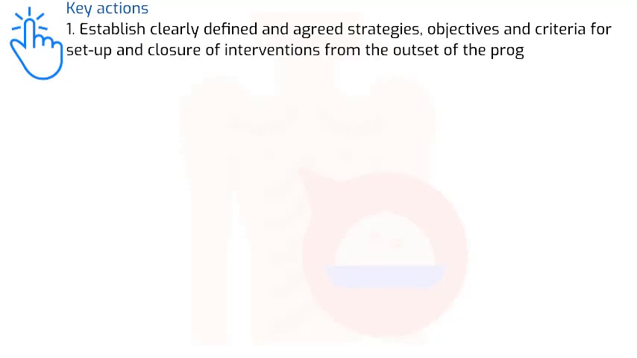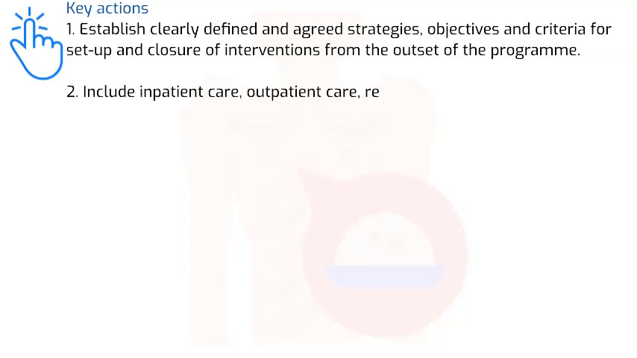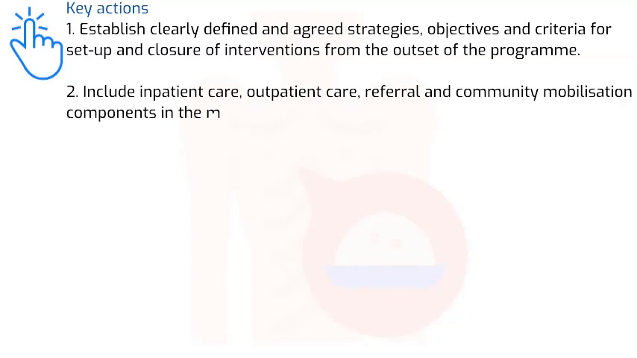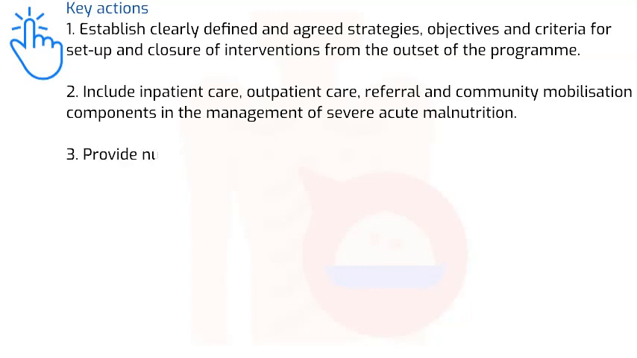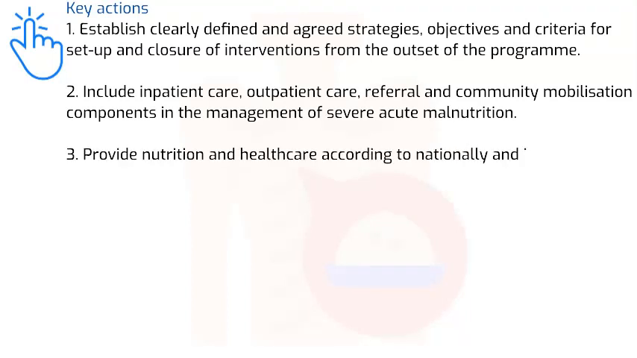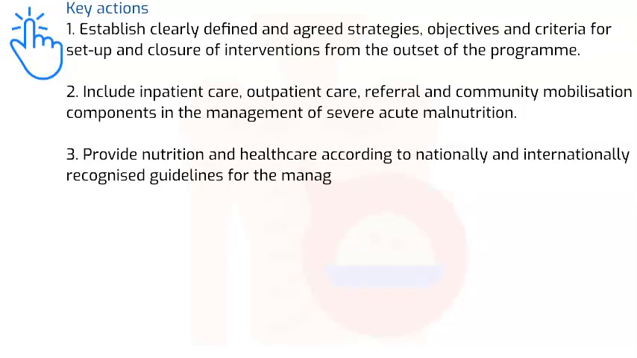2. Include inpatient care, outpatient care, referral, and community mobilization components in the management of severe acute malnutrition. 3. Provide nutrition and health care according to nationally and internationally recognized guidelines for the management of severe acute malnutrition.